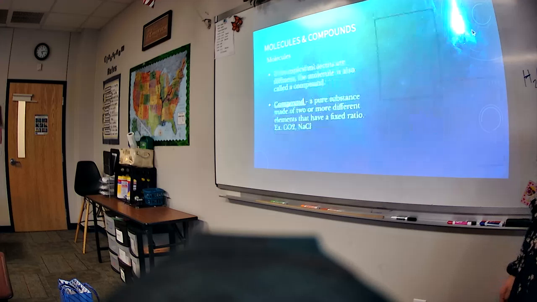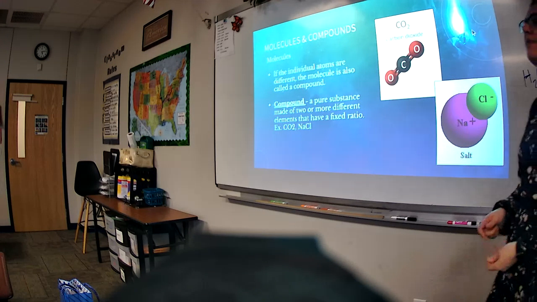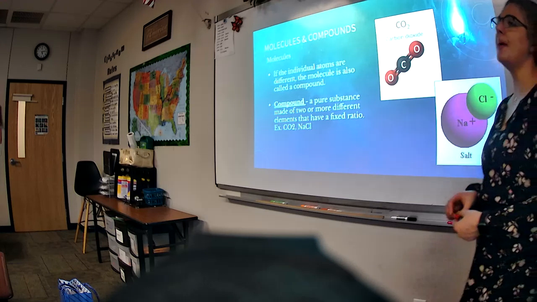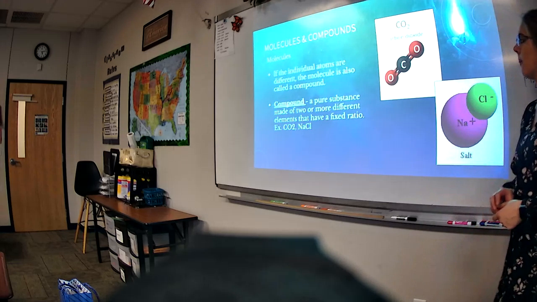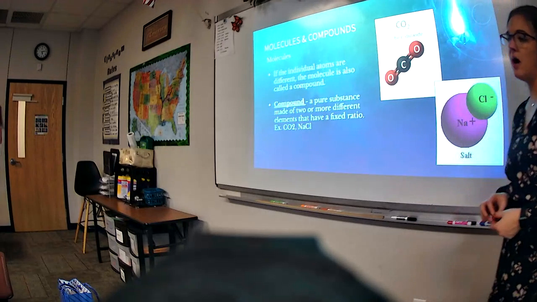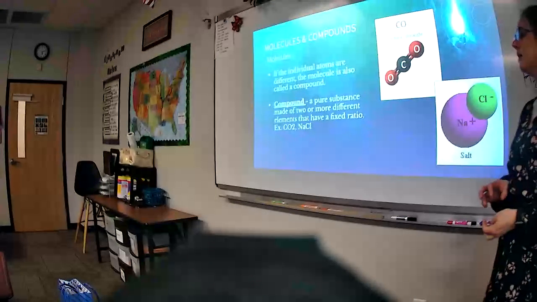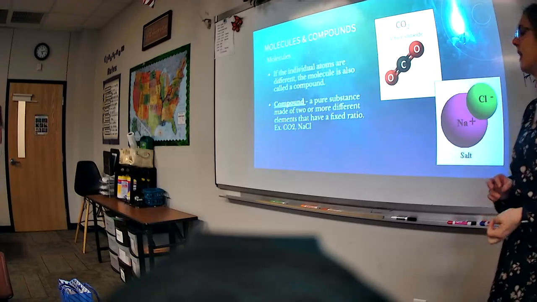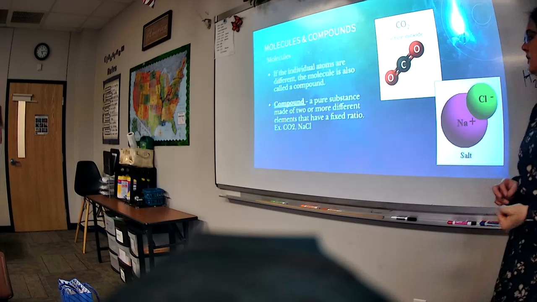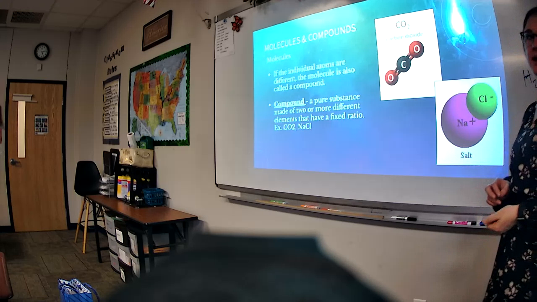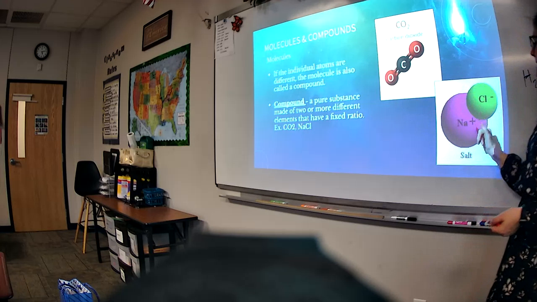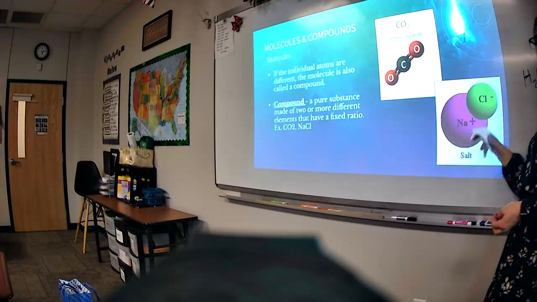Actually, I guess this is 24. So, okay, if the individual atoms are different, then you also could call it a compound. The definition for compound is the exact same as we have in our notes. A compound is a pure substance made of two or more different elements that have a fixed ratio. Two examples could be CO2, carbon dioxide, which is the model shown right here, and NaCl, which stands for sodium chloride.